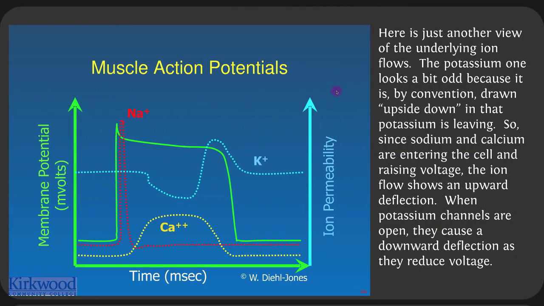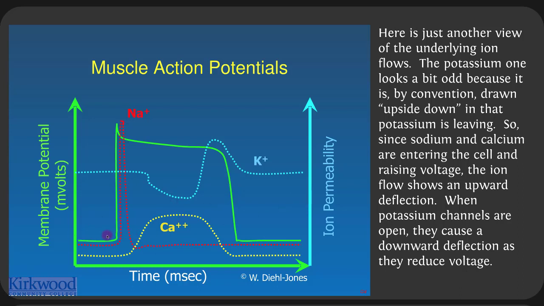Here's just another view of the underlying ion flows. The potassium one looks a little bit odd because by convention it's drawn upside down to indicate that potassium is leaving the cell rather than entering the cell. So an upward deflection means an ion is coming into a cell. Downward deflection means the ion is leaving the cell. Since sodium and calcium are entering the cell and raising voltage, the ion flows show an upward deflection. When potassium channels are open, they cause a downward deflection as they reduce voltage.